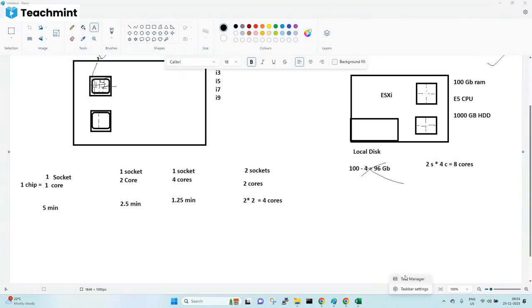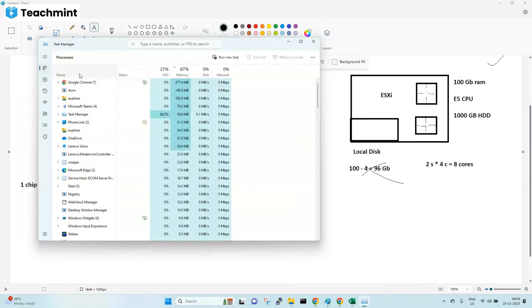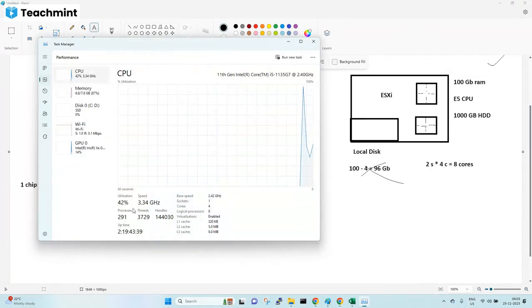On a laptop, if you want to verify, just go to Task Manager and Processor. Here you can see how many sockets and how many cores you have. Don't look at logical processors yet. Just consider these two as of now. 1 socket and 4 cores. Okay.